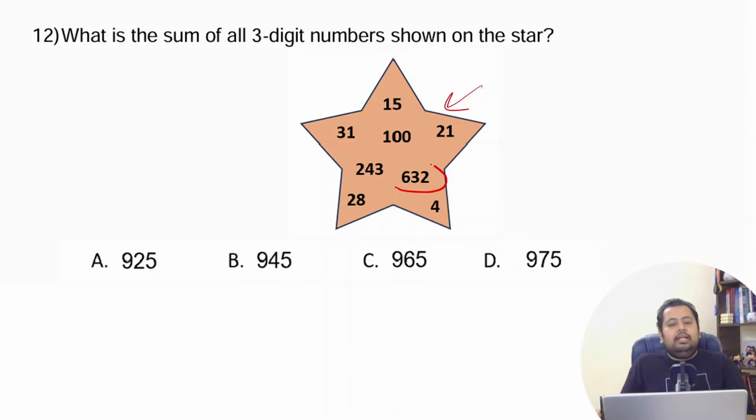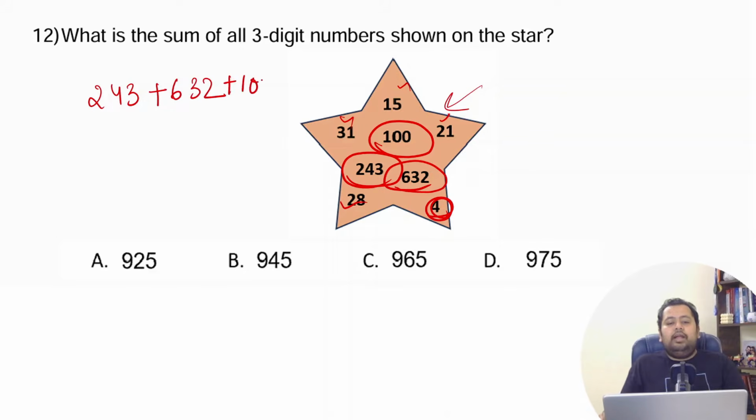So one is 632. So it is a three-digit number. 243 is a three-digit number. And 100 is a three-digit number. All others are two-digit. So these are two-digit numbers. And this is a one-digit number. So what we then have to add now is 243 plus 632 plus 100.